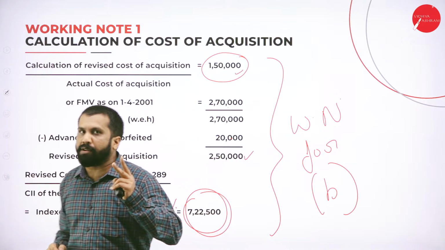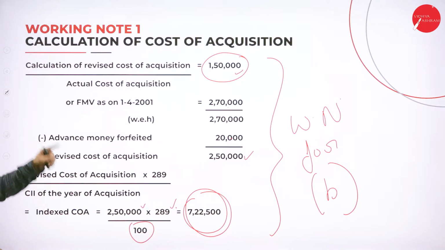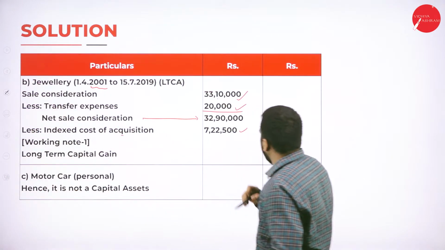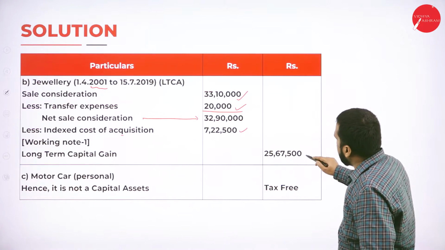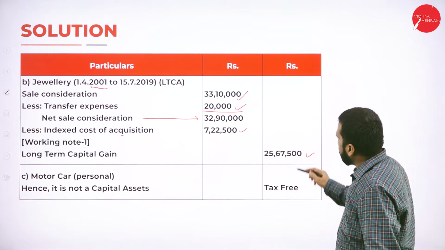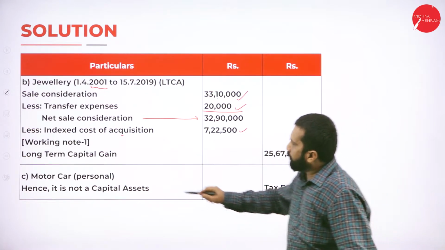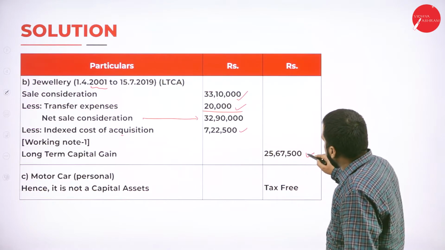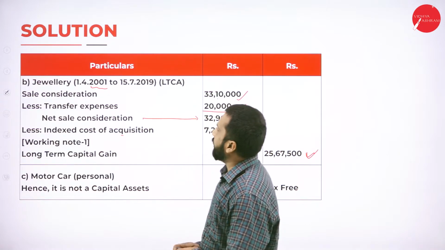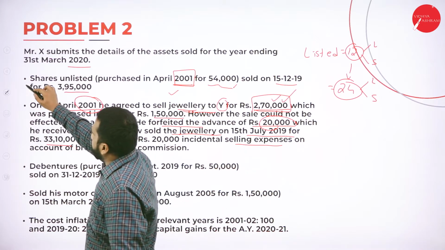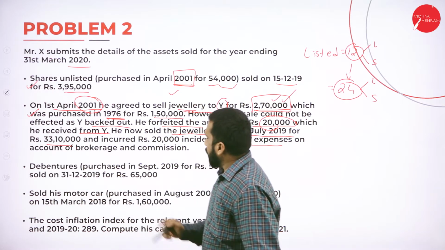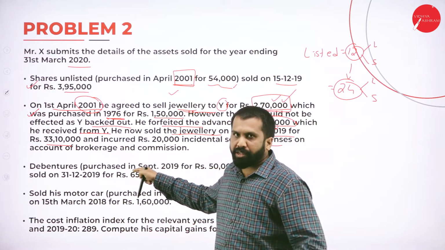Remember all this working note for the second one. It is all working out for your jewelry. For jewelry, we have done this working out. I'll go back. See, what is the cost? 7,22,500. 33 lakh 90,000 minus 7,22,500, 25,67,500 is your answer. So the long-term capital gain is 25,67,500. Hope you are clear. Yes, I'll go back. Now, your first one, shares, is done. Your second one, jewelry, is over. Now, I'll come back to this later. Debenture, I'll come back later.